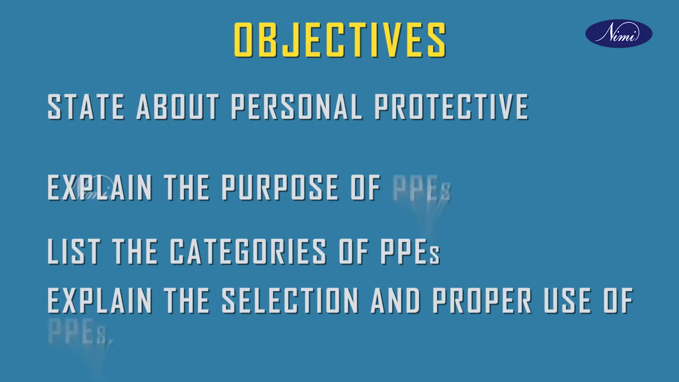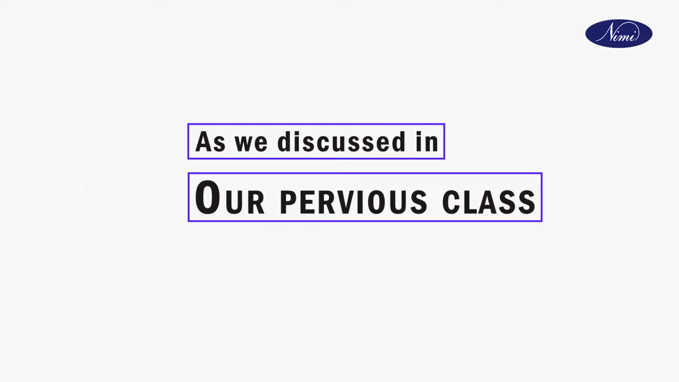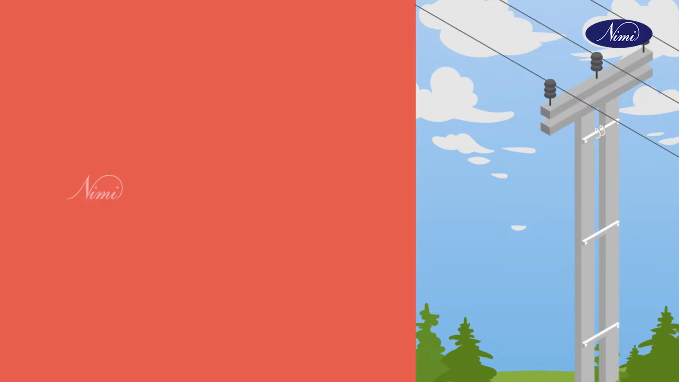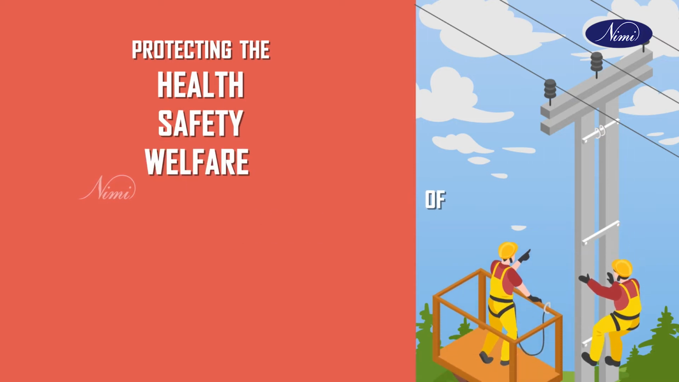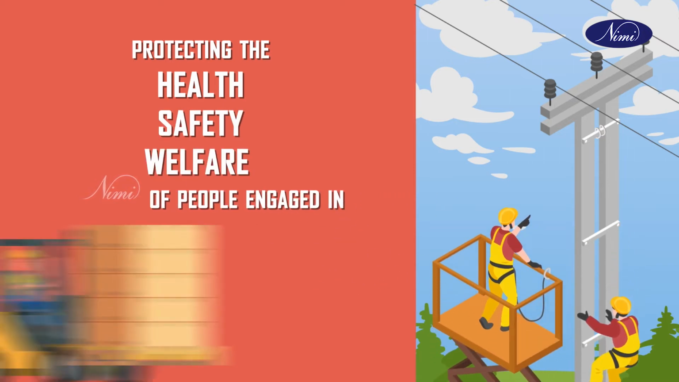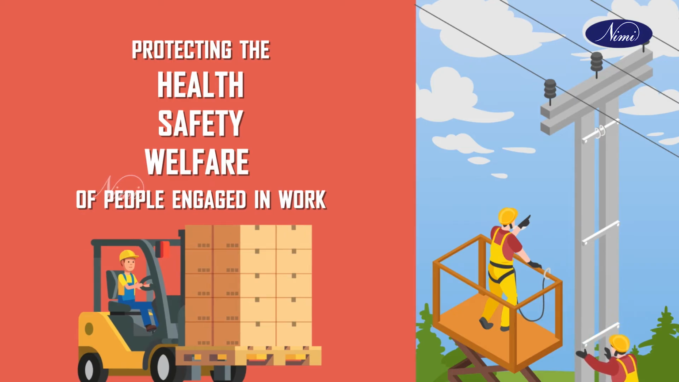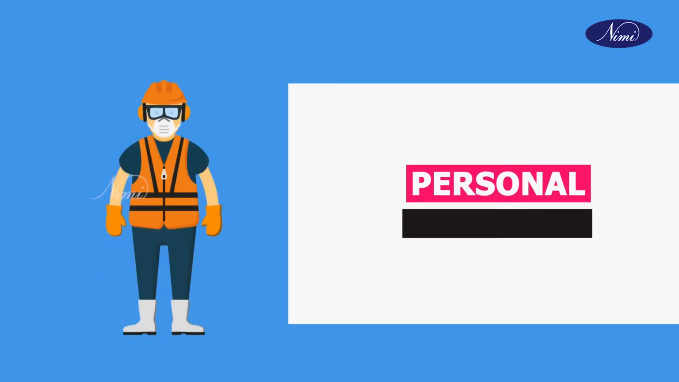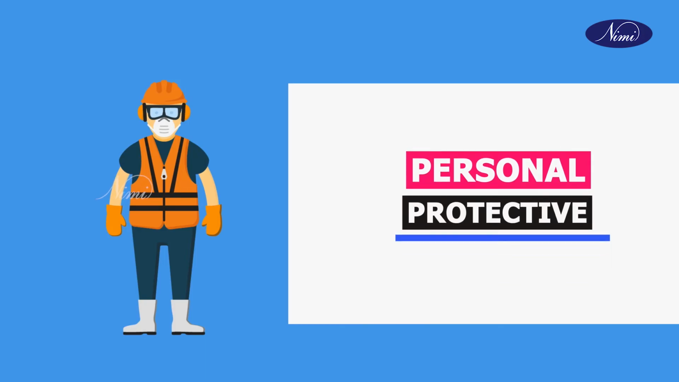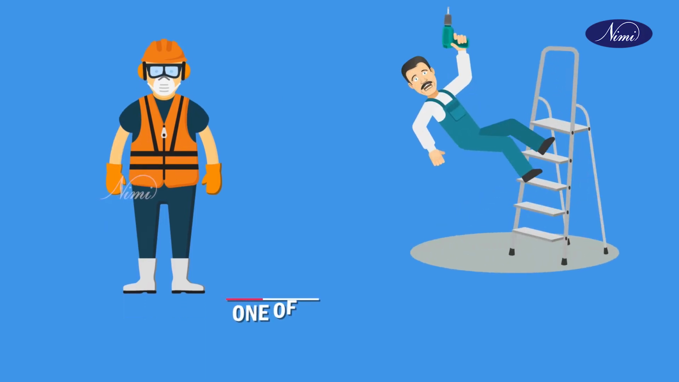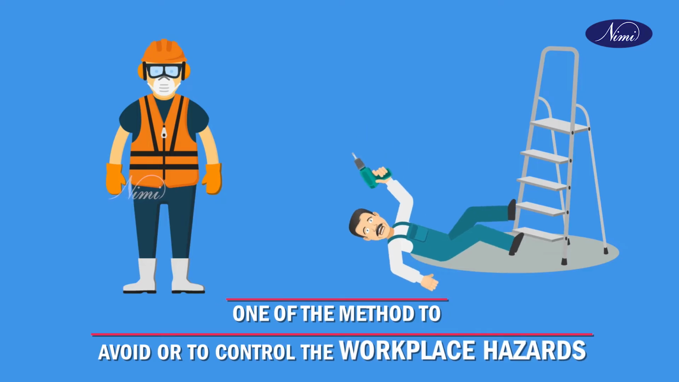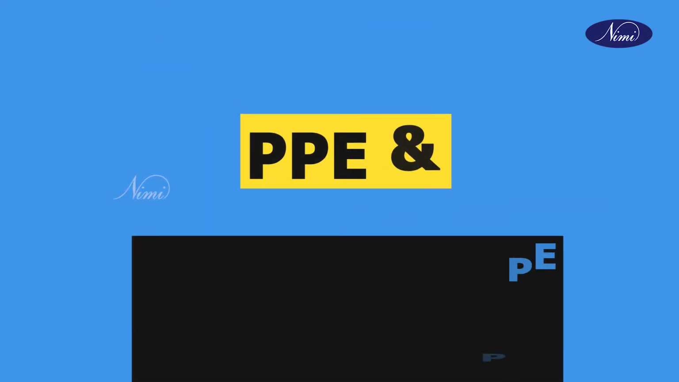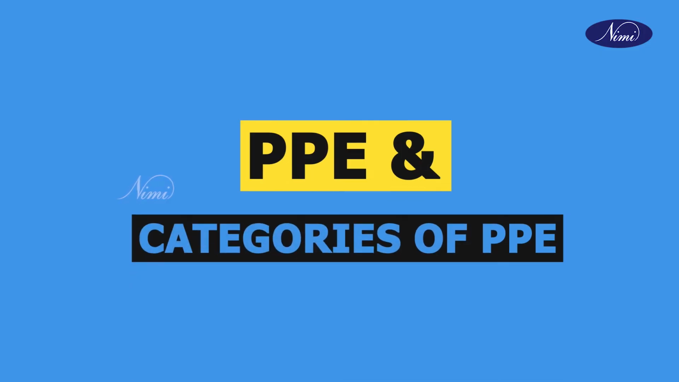of PPE. As we discussed in our previous classes, occupational health and safety is concerned with protecting the health, safety and welfare of the people who are engaged with the work or the workplace. PPE, personal protective equipment, is one of the methods to avoid or control the workplace hazards to the employees. Let us see the PPE and the categories of PPE.